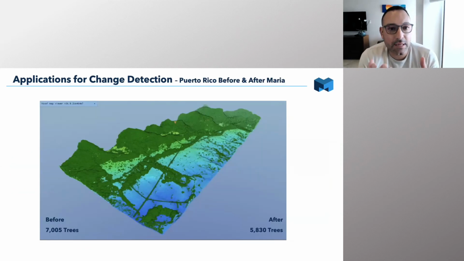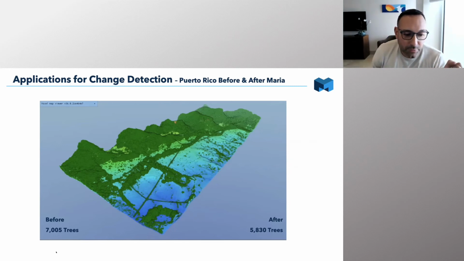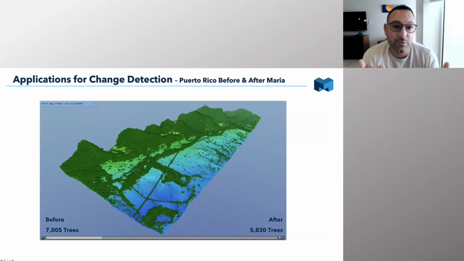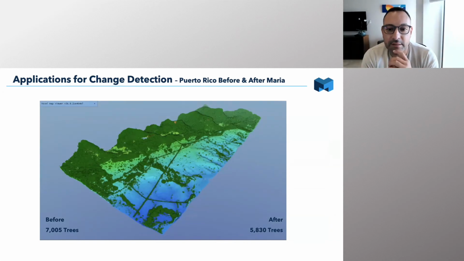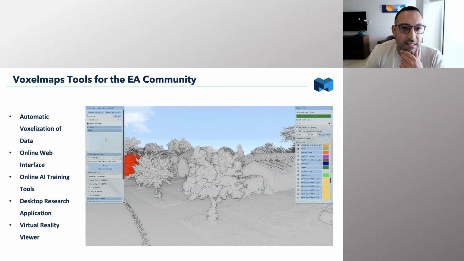Another example that I mentioned before is about change detection. Using the same kind of data from Puerto Rico, we have a before and after scene. This was actually before Hurricane Maria, and then after Hurricane Maria. As well as being able to visualize the change, we can actually count what's happened. At the moment, we've been counting trees, but in the future, we have the ability to look at damage to buildings as well, not just the removal of an object, but the damage to an object as well. So again, really interesting use cases.